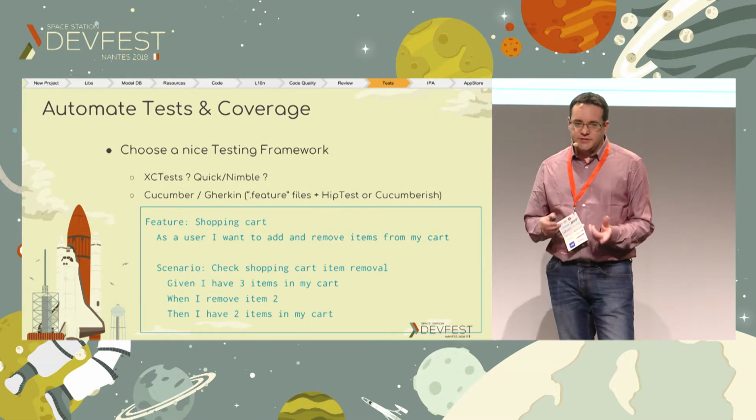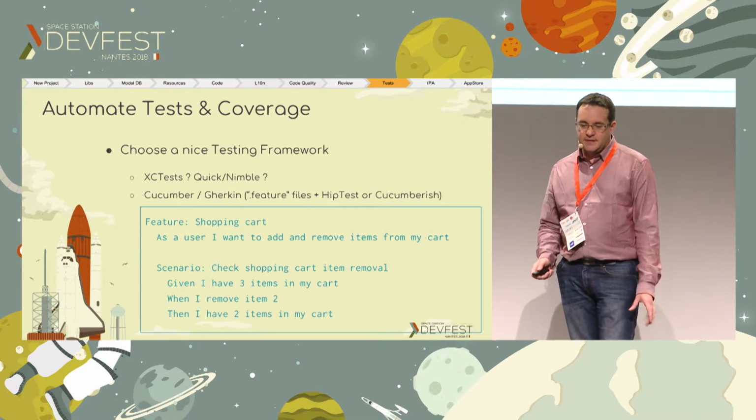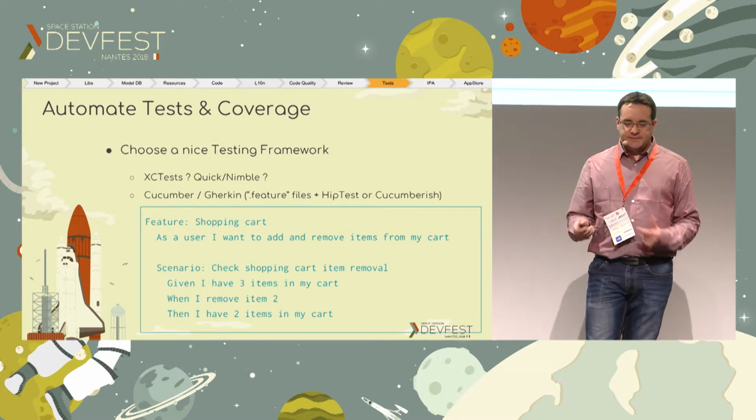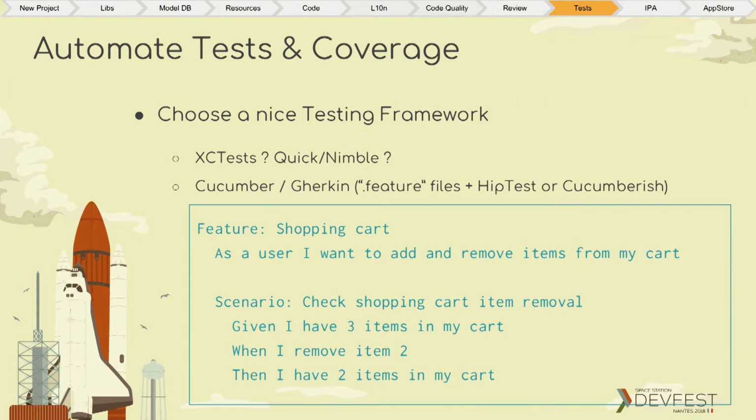So that's something that we just started experimenting with at my company. It's brand new for us. Before, we wrote tests manually, but we are experimenting with something called Cucumber and Gherkin. Some of you might have heard about those. Basically, Cucumber is the testing framework, and Gherkin is the language, the syntax.